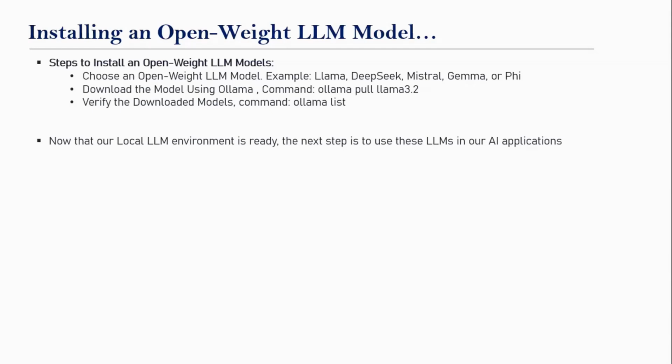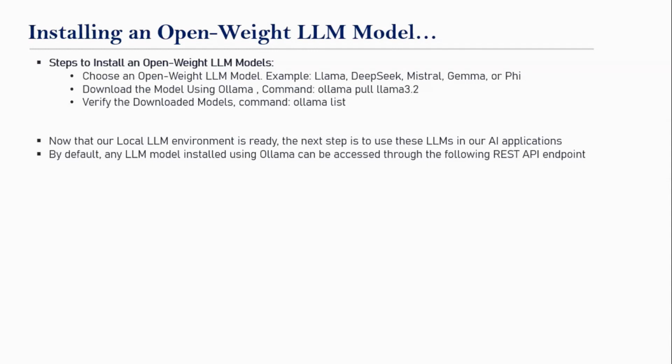Then the next step is we have to use that LLM in our AI applications. So before going to our AI application to use the local LLM, you have to remember one point, that is, by default, any LLM model installed using Ollama can be accessed through the following REST API endpoint. That means this one. This endpoint is always constant for any LLM which you installed through Ollama. As of now, we installed only Llama 3.2, but you can install DeepSeek or Phi or any other open-weight LLM model.